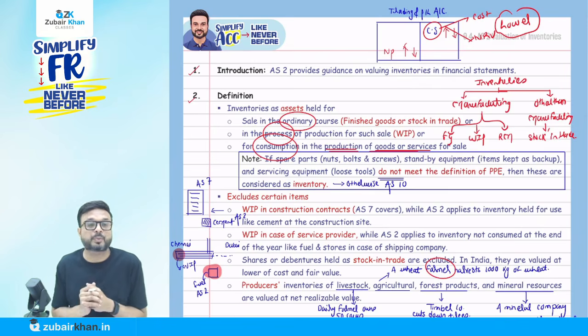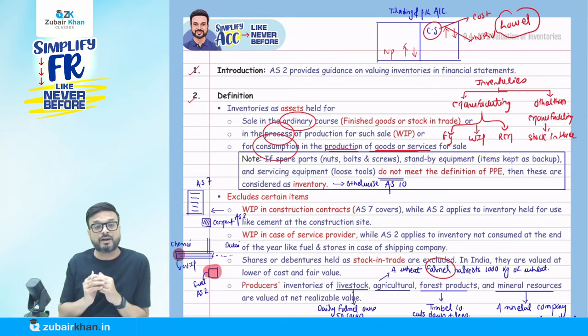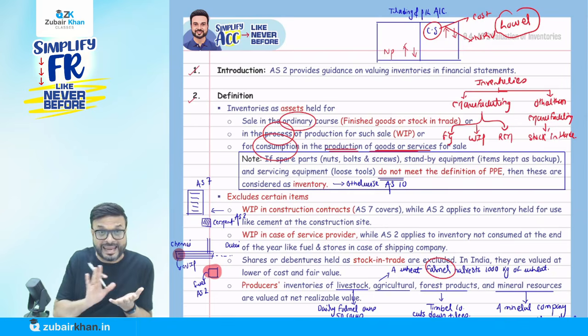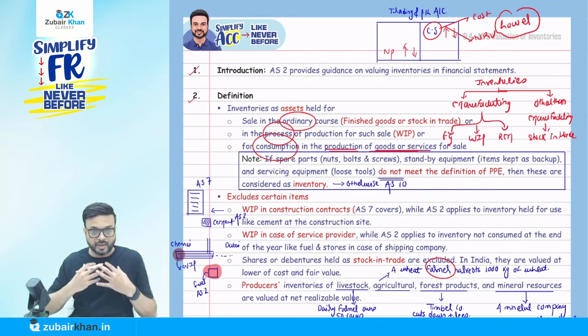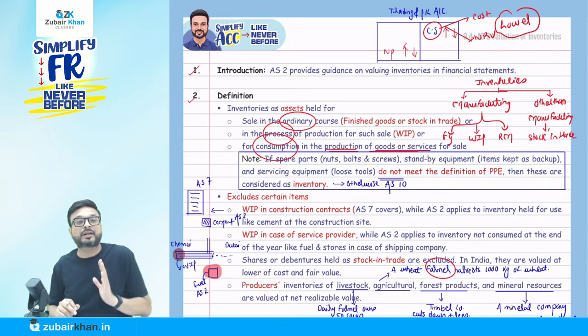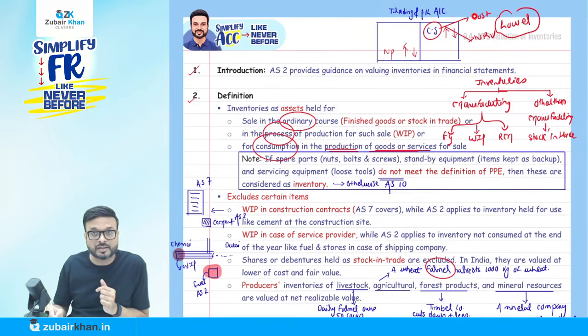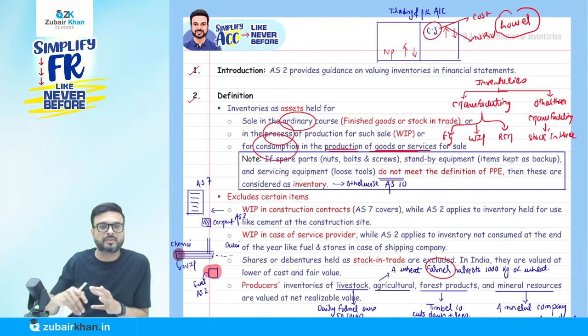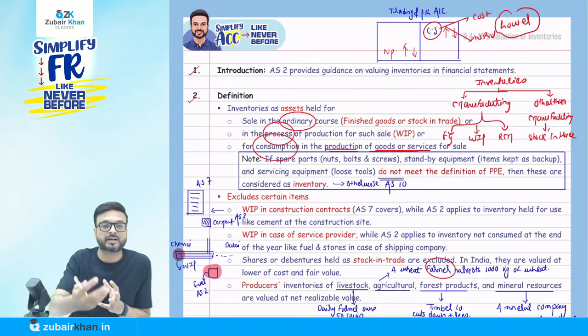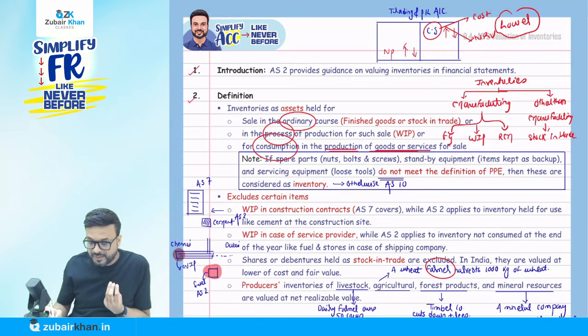What does the conservatism approach say? It says we have to book the expected losses, not gains. That's why we create a provision for bad debt and all that. For example, if the cost is, let's say, 10,000 and NRV is 8,000. NRV is net realizable value: if you sell in the market, how much net amount will you get? Suppose that is coming to 8,000.